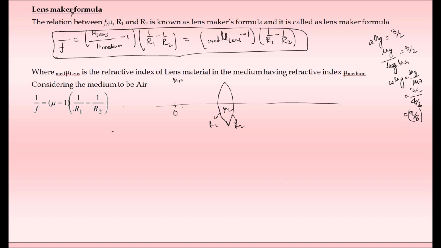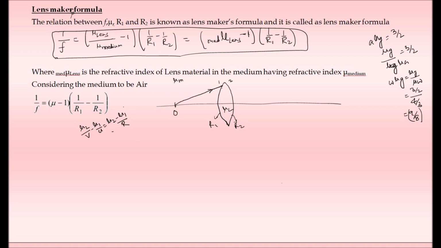So if O be the object, then first the light ray comes and hits this first surface. So this is the first surface, this is the second surface, and as we know, the refraction through any curved surface is given by the formula mu2 by v minus mu1 by u is equal to mu2 minus mu1 by r, where mu2 is the medium in which the light ray is going, mu1 is the medium from which the light ray is coming, and r is the radius of the curved surface.